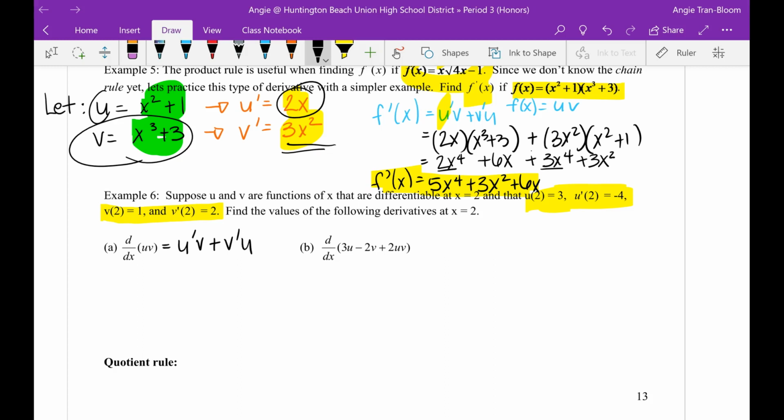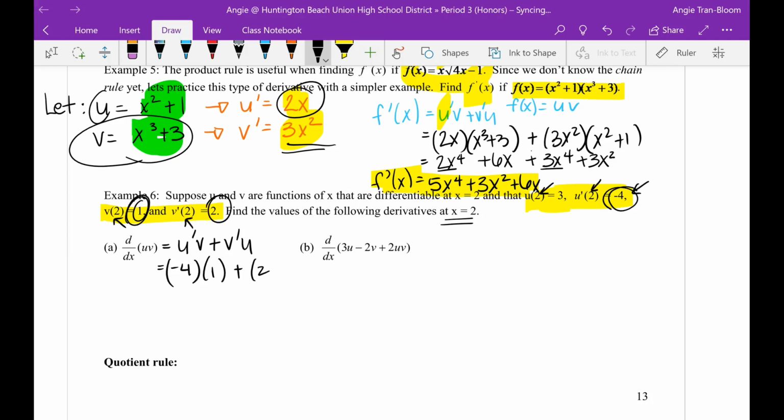u. Now you can plug in u prime, which is this value right here, because I'm looking for the derivative at x equals 2. That's why all of these are already at x equals 2, so I don't have to worry about it at all. I'm not using that value at all. I'm just using what u prime is, which is -4. Now v is a normal v, so it's this one right here, and v prime is this one right here, 2. And u is the normal one, which is 3. So now I'm just going to multiply that out, and you should get the derivative is 2.